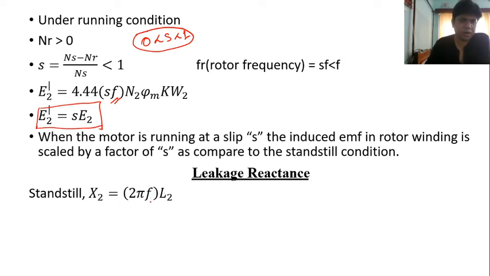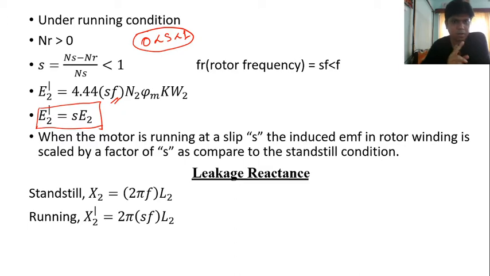At standstill conditions, the slip is 1, so F is not scaled by a factor of S. But in running condition, slip is not 1, slip always varies from 0 to 1. That's why in running condition, the leakage reactance, or rotor frequency, is scaled by a factor of S, right? Now again we take S common from the remaining expression, then X2 dash becomes S into X2.